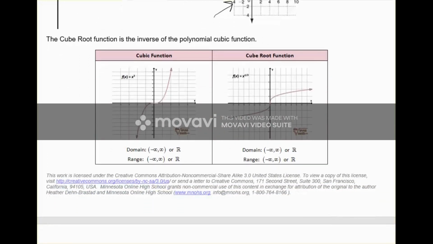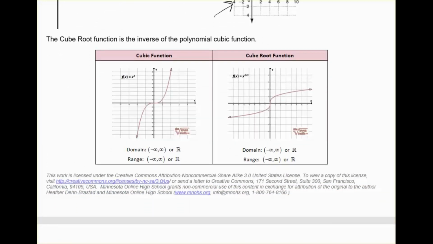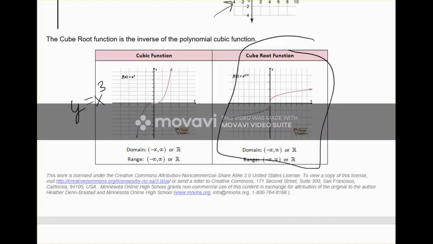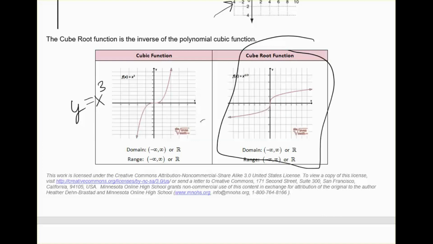This is what the cubed root function looks like. This is the cubed root function over here. I put the cubic function here too. This would just be like y equals x to the 3rd power, and you can see how it looks very similar but has been rotated, and it's been kind of flipped over, and that's how you can see that these two are the inverse of each other.